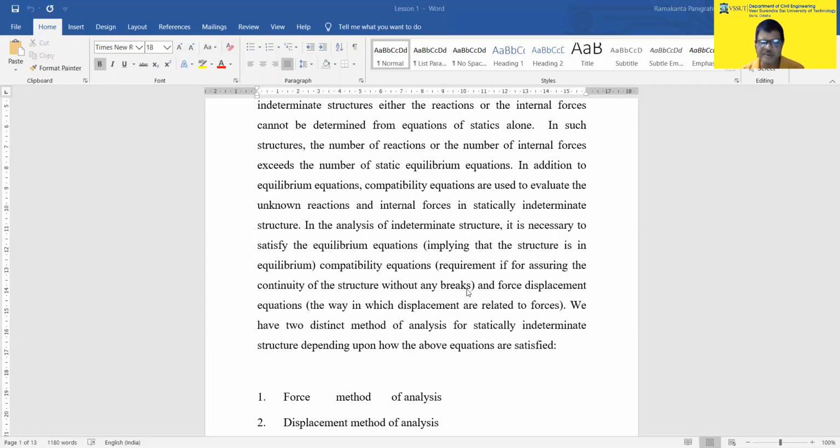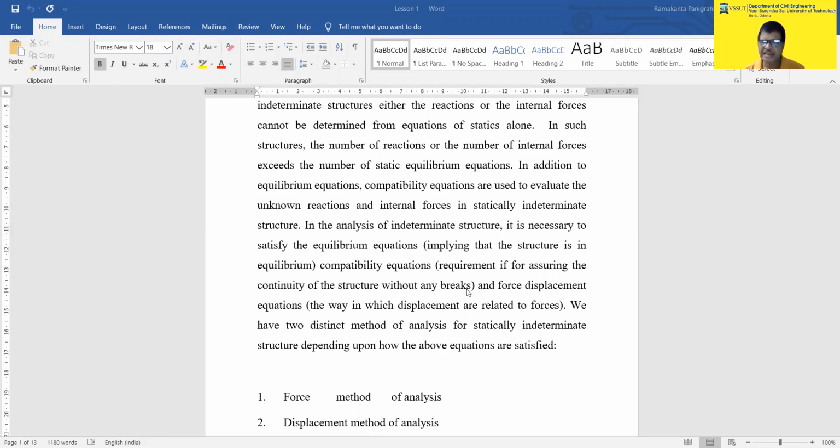And then there are force-displacement equations, in which displacements are related to forces. These conditions must be satisfied in indeterminate structures. So you can take advantage of the compatibility conditions, force-displacement relationships, or the equilibrium equations to calculate these indeterminate forces, whether you require the forces, or the slopes or deflections. All these can be obtained.